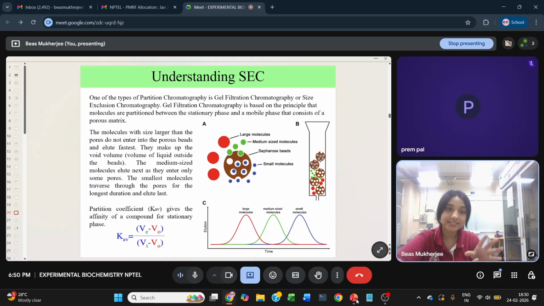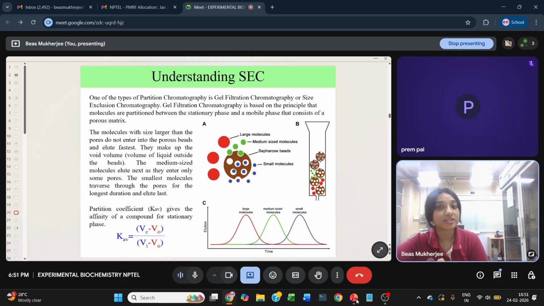Now this is a very nice diagram explaining everything to you, right? So there are these big particles which are eluting first because they are not getting into the pores of the beads. Then there are these medium sized particles which are only getting into some pores of the beads, so they are eluting later. Then the tiny particles that are getting into all the pores of the beads, and that is why they are eluting at last, right?